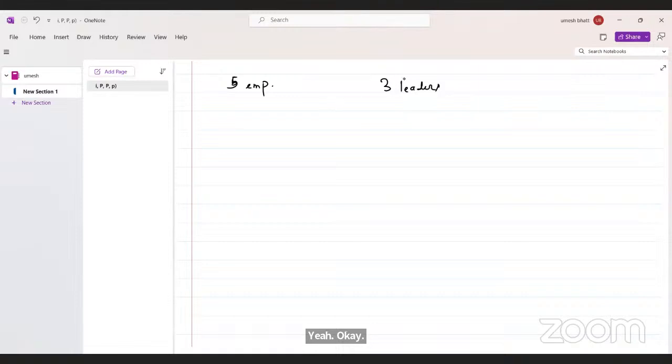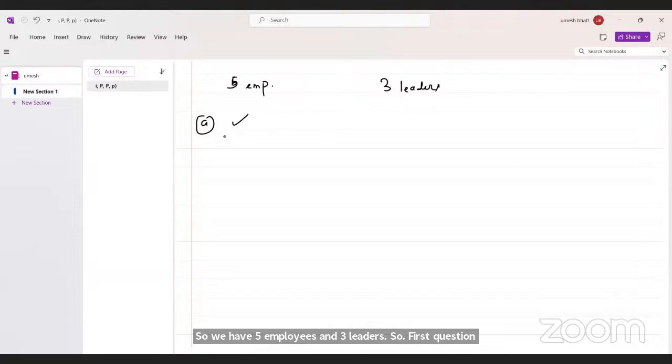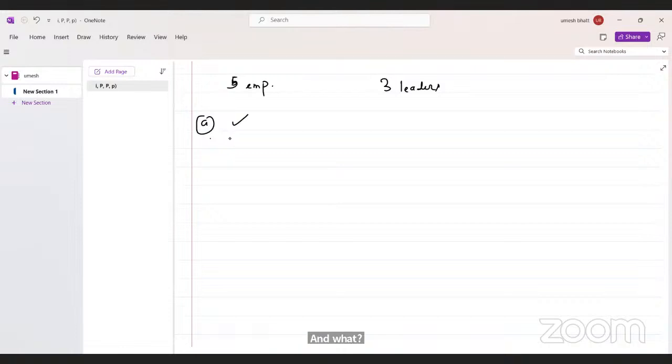So we have 5 employees and 3 leaders. The first question you already know: simultaneous. And without replacement or replacement? Without replacement. Why without replacement?